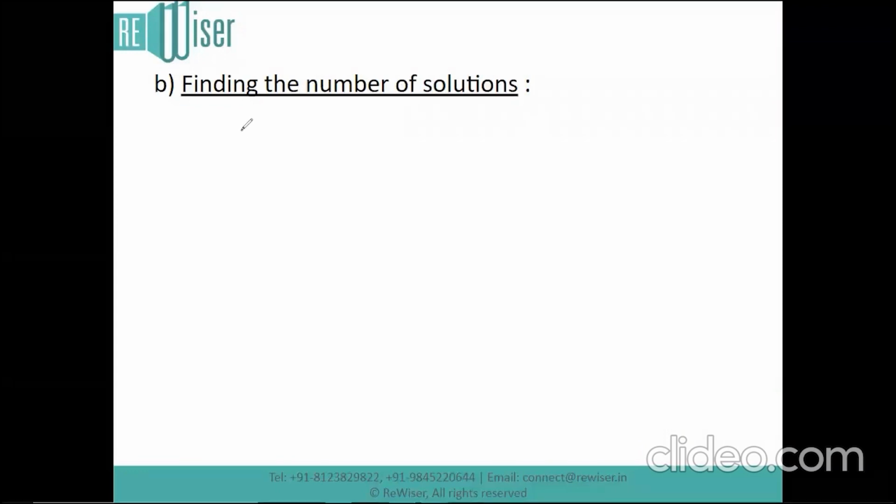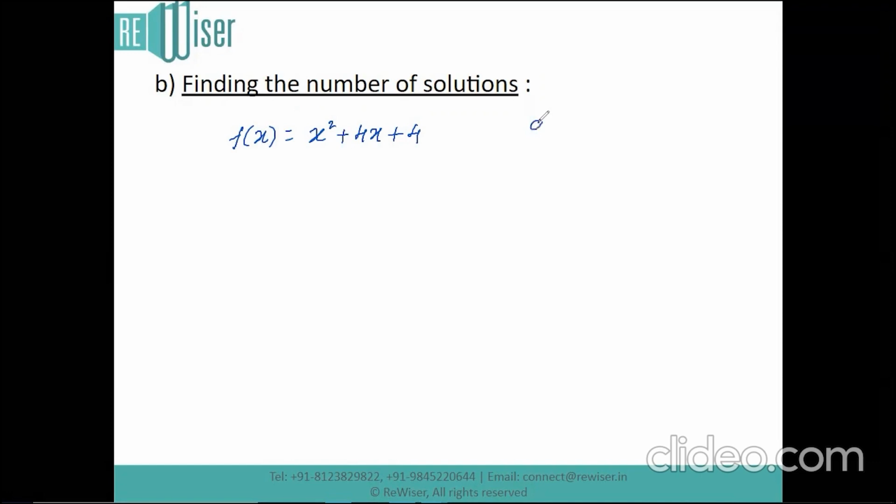Let's say I have f of x, a quadratic equation, x square plus 4x plus 4. And I have another graph, g of x, which is x minus 4. Now I want to check how many solutions exist between these two graphs. One of the best ways is to substitute and find the point of intersection.